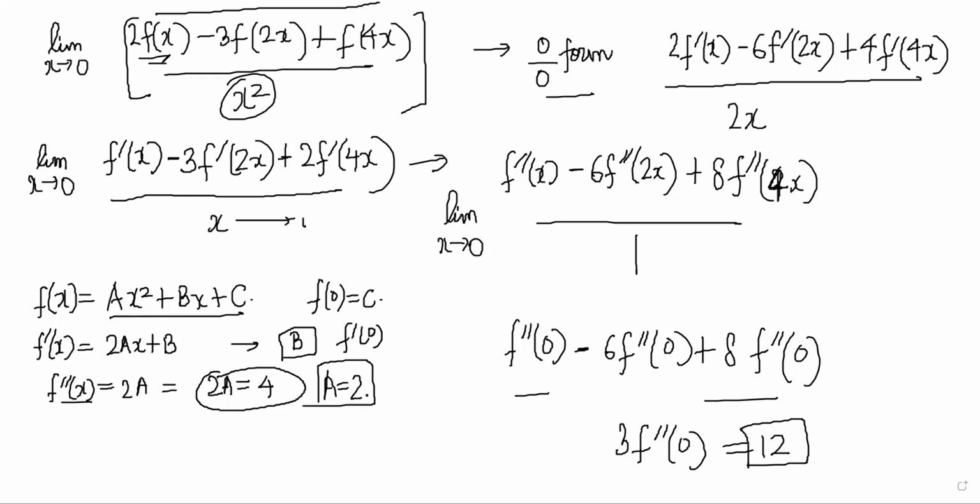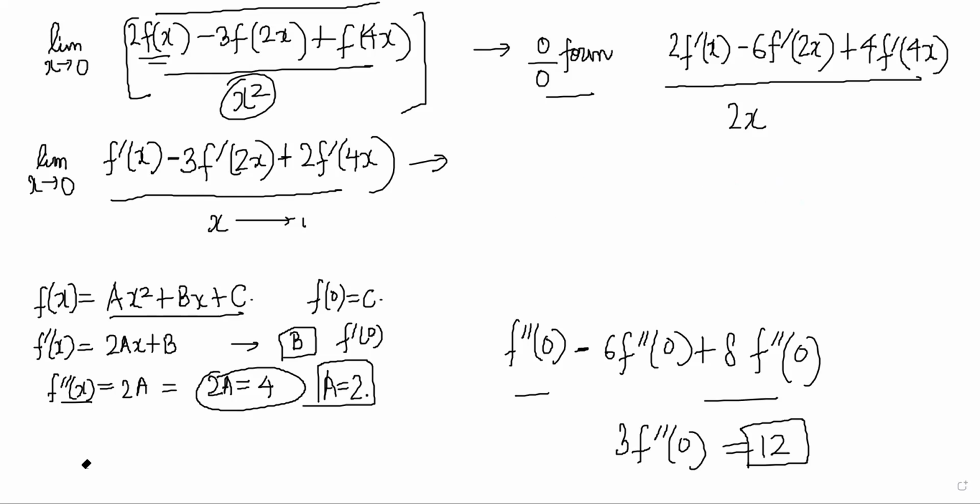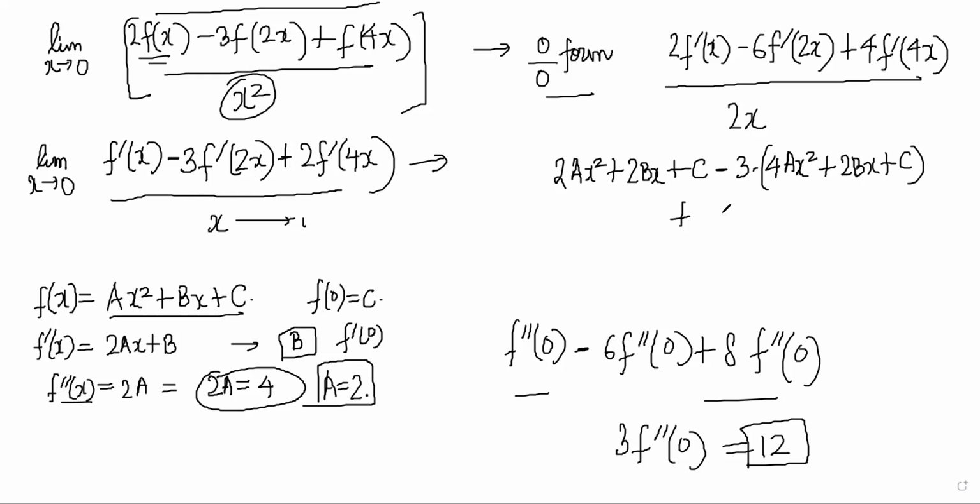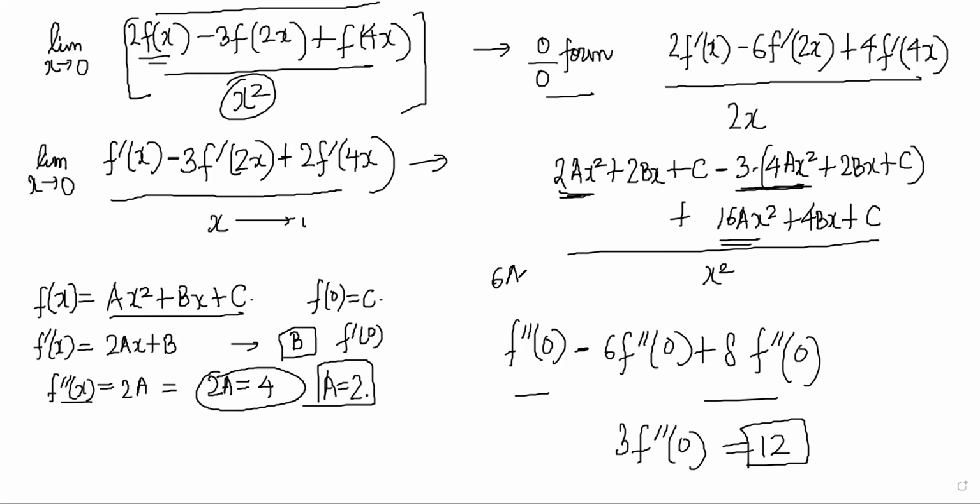So finally, if you have this thing, what do you get? If you just put the limit like this here, it becomes 2ax square plus 2bx plus c minus 3 times 4ax square plus 2bx plus c plus 16ax square plus 4bx plus c, and this by x square. The value of that limit he wants. So this becomes minus 12a. This is plus 2a. So minus 10a. So plus 6ax square, you're getting.